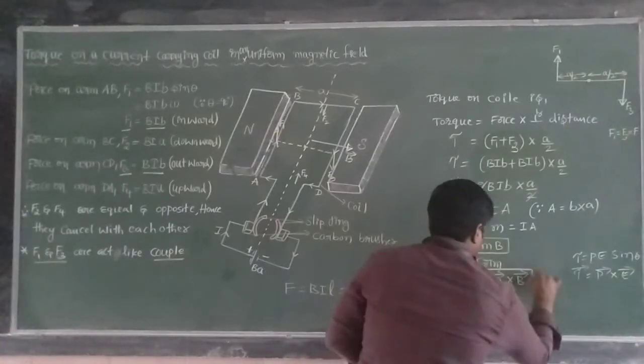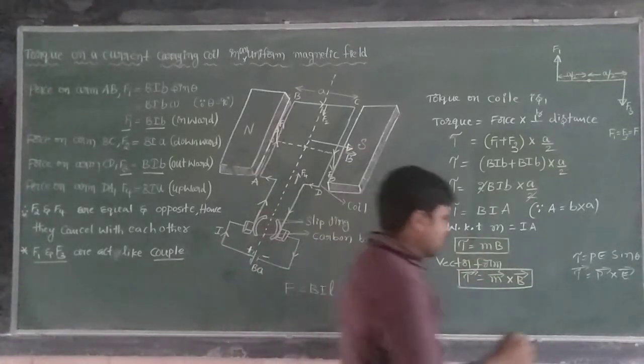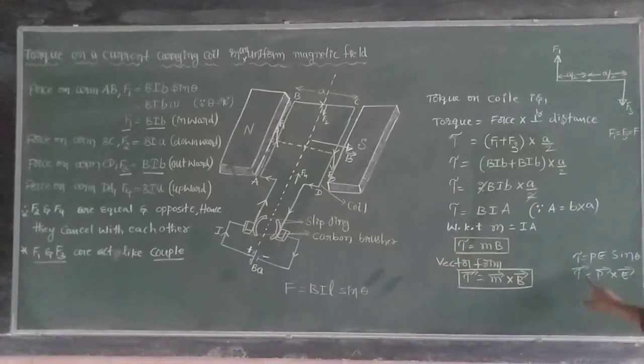Now this is nothing but this. Next to M bar cross, that means A bar cross B bar. This is not necessary. See, torque equals P bar cross E bar, where P bar is the electric dipole moment, M bar is the magnetic dipole moment, E bar is the electric field, and B bar is the magnetic field. Same we got.